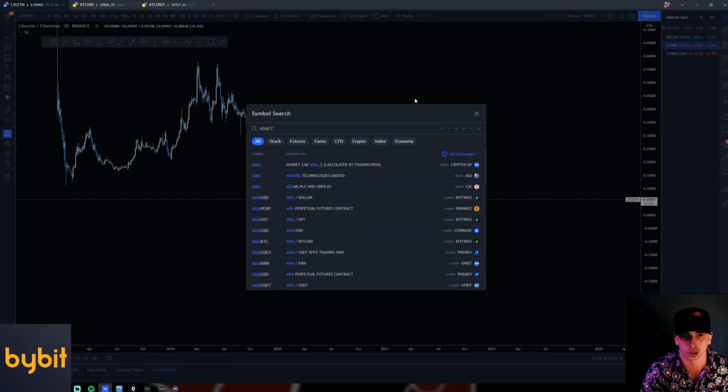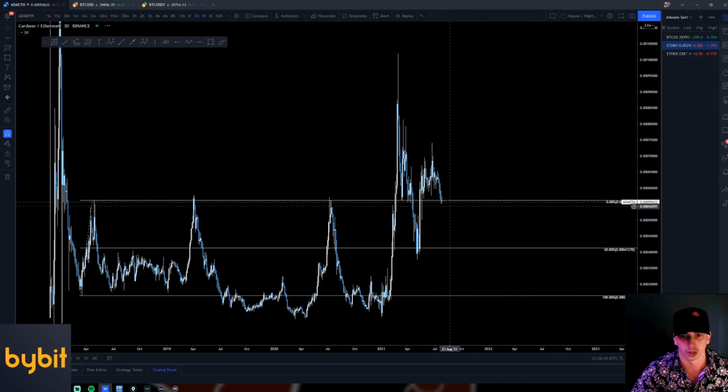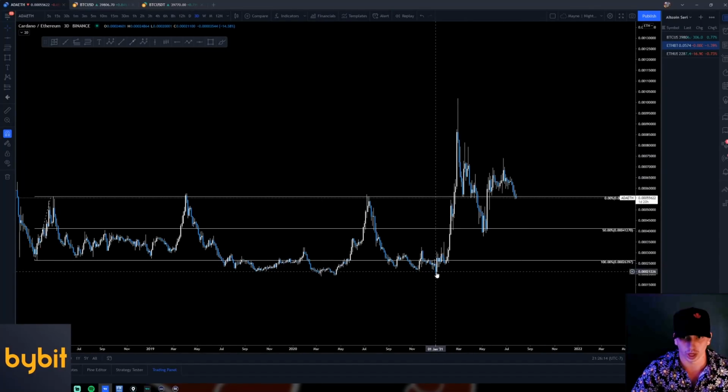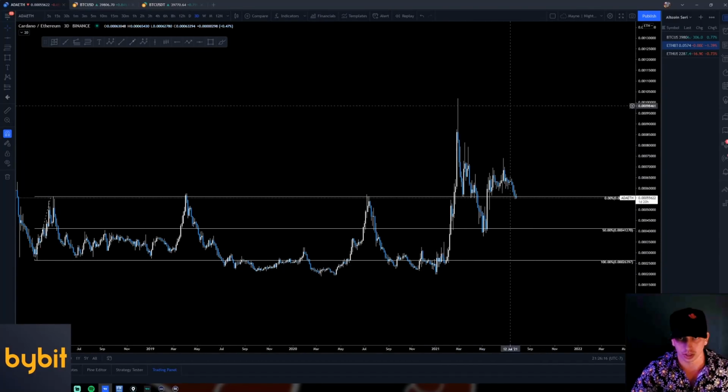And let's look at another pair here. Cardano, for example, there were periods of time where Cardano massively outperformed Ethereum. So it made sense to actually be in Cardano relative to Ethereum.